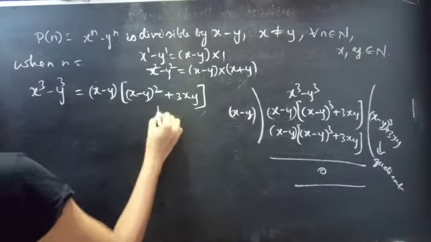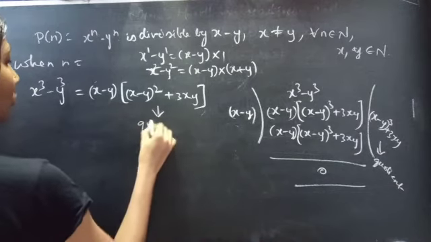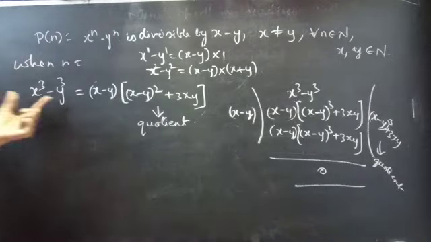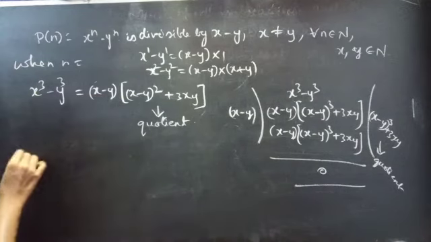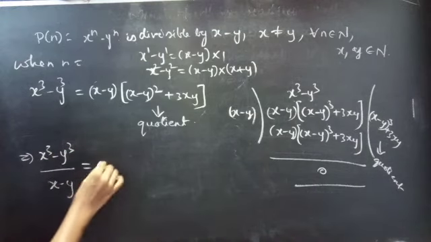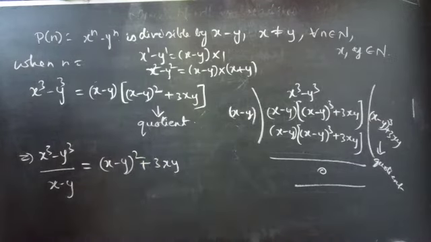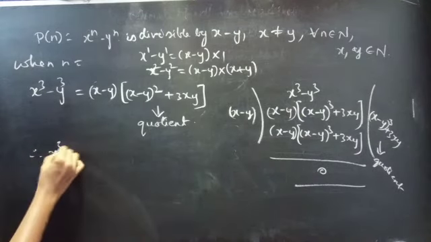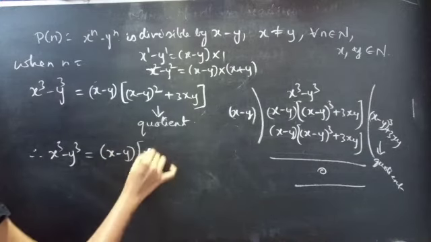So here, the term under the square brackets is a quotient, right? And x cube minus y cube is divisible by x minus y. So from this we get dividend by divisor equals quotient. Okay, fine.